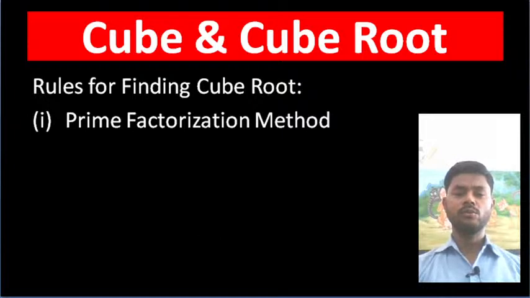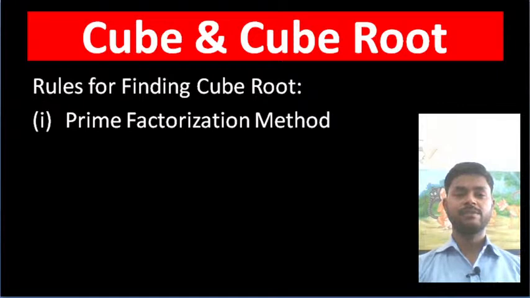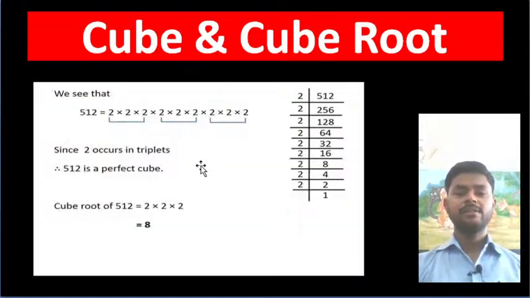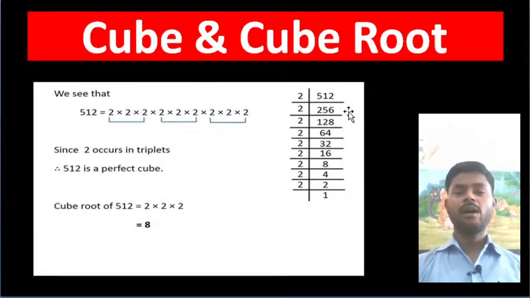So now we are going to know how to find a cube root by the prime factorization method. Look here, one number, 512. Suppose we have to find the cube root of 512. So how will we find it? First of all, we need to find the prime factorization of 512.